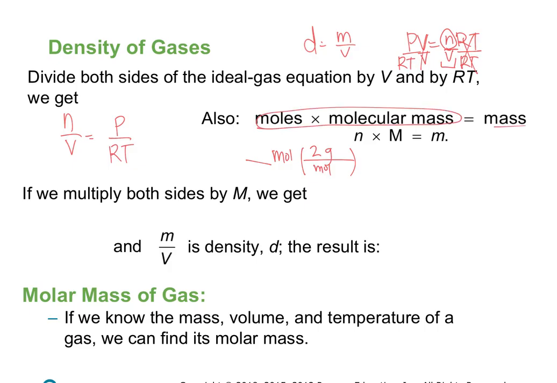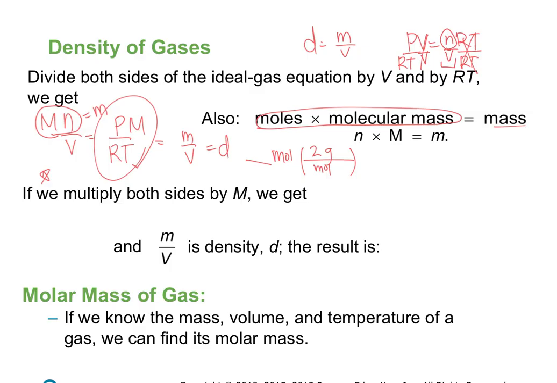So what I'm going to do to this whole equation on this side is multiply both sides by molar mass, or capital M. So when I do molar mass times moles, I get mass. And now we have that the density, which is mass over volume, equals pressure times molar mass over RT.